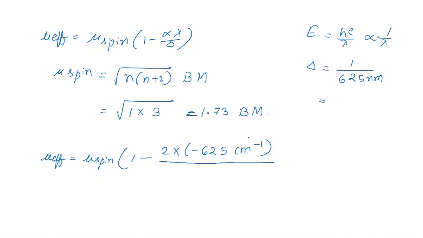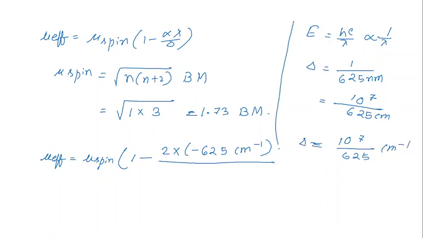The nanometer we have to put in centimeter so that they will cancel each other. So it is 10 to the power 7 by 625 centimeter inverse. This is the value of lambda here. Now I am putting the values here, so it will be 10 to the power 7.